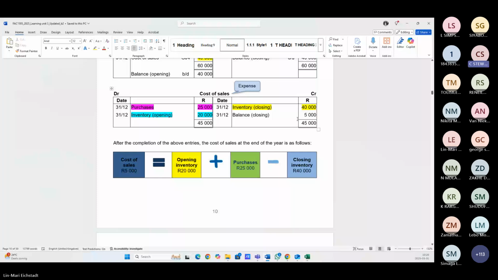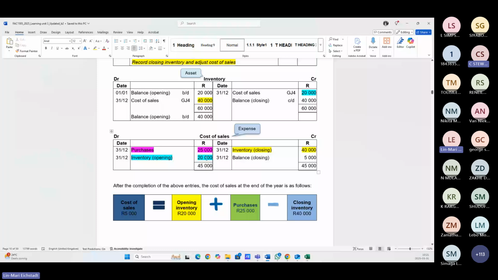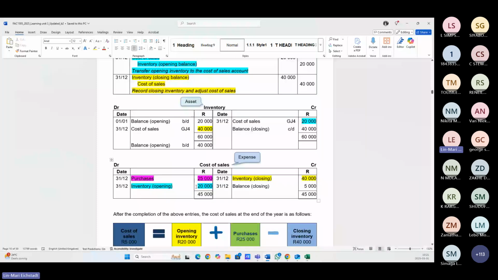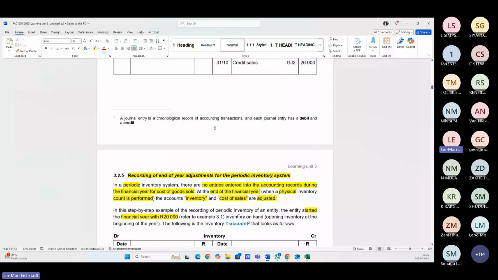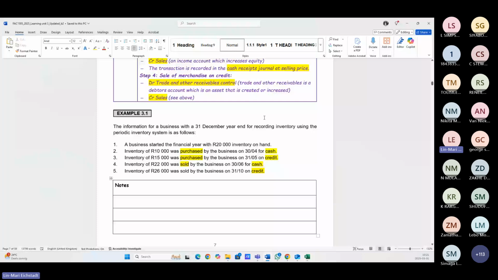I understand it, but I don't understand where the 20,000 comes from. The 20,000 in the blue. Okay, so let's maybe just retract a little bit here. What they say in the example right at the beginning is that you've got opening inventory. So in your prior year end, your stock take had 20,000. That was your stock count. That was your closing amount in your inventory account in the prior year, brought forward in your current year. That's your 20,000.